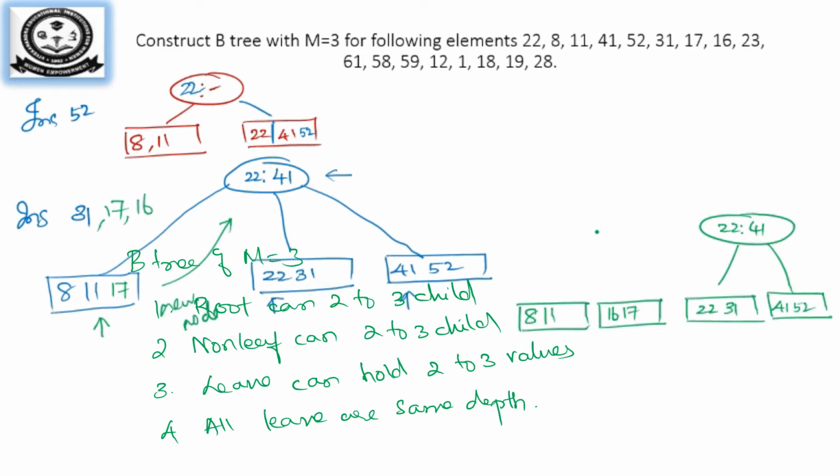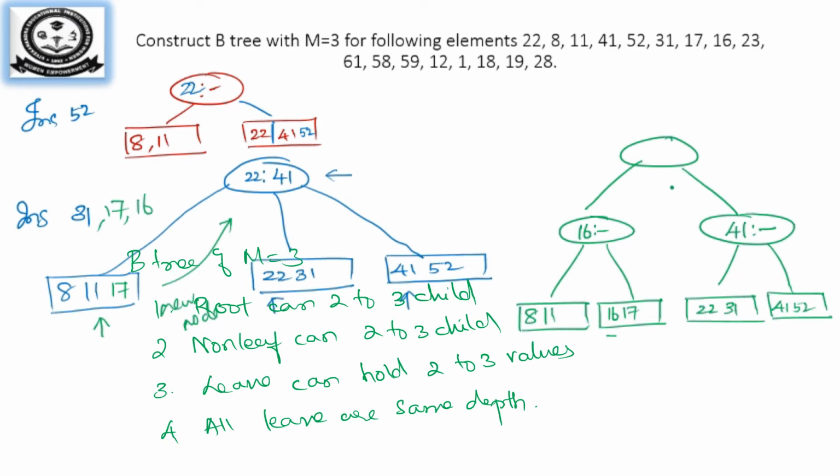So what I do is, I create a new non-leaf node for this node, and the second child's first value is 16. So I will update it here as 16 dash. Similarly, here there are only 2 childs, so I will replace it with 41 dash. Now all the leaves should be at the same depth. So these two trees will be connected with a root node.